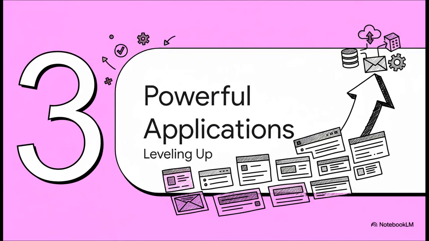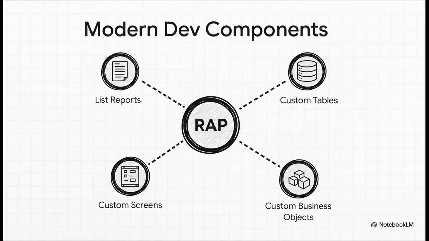So, let's recap. You've got a handle on forms, you can add custom fields, and you know how to inject custom logic. You're already making some really valuable changes, but now it's time to level up. Let's see how we can take these skills and start building powerful, modern, full-blown applications right on the platform. And this, my friends, is where we get to the main event. It's called the ABAP RESTful Application Programming Model, or what everyone just calls RAP. You need to know this one.